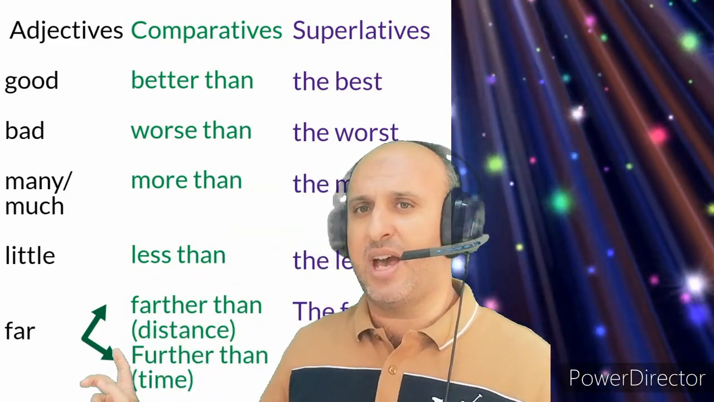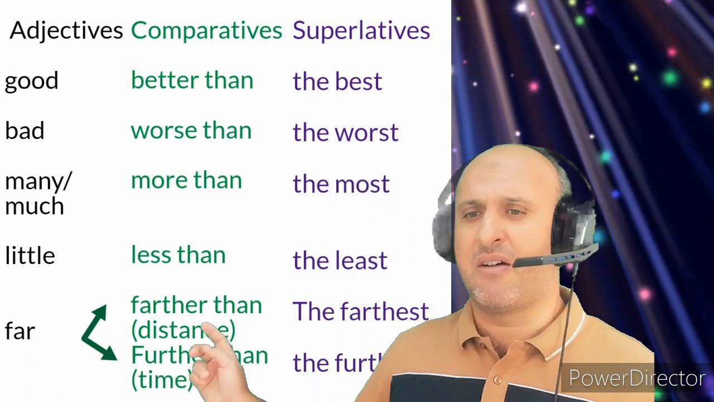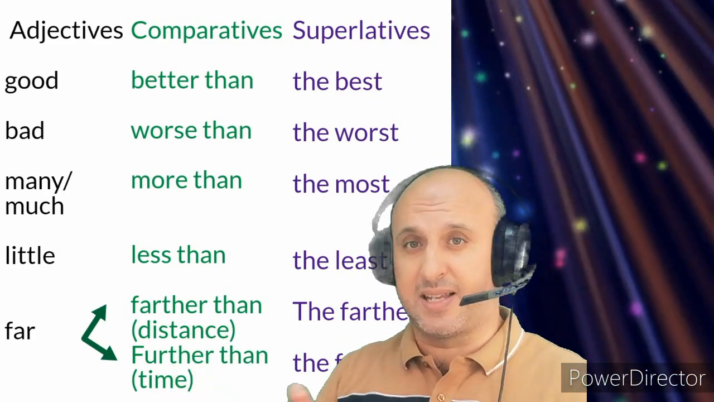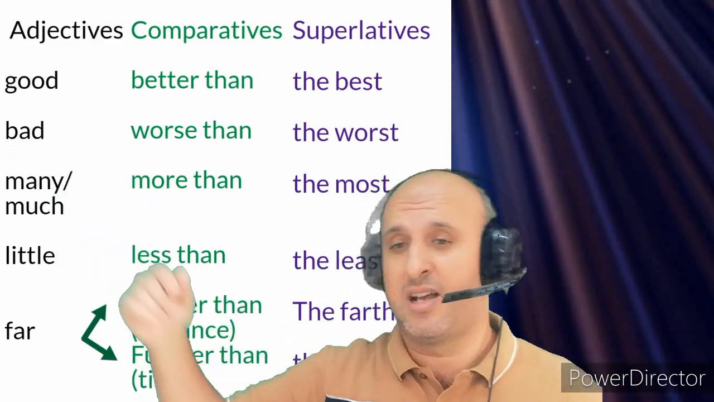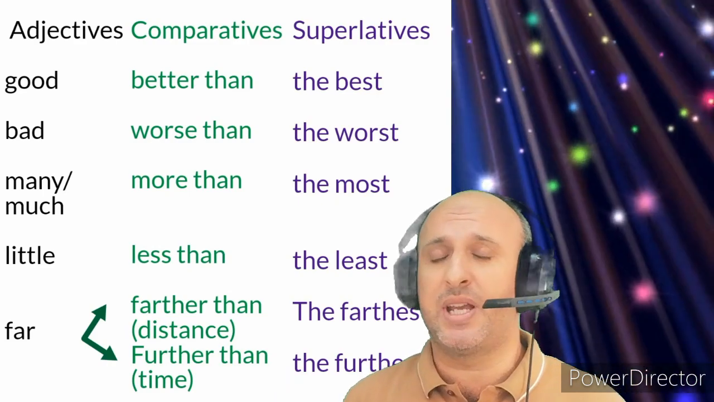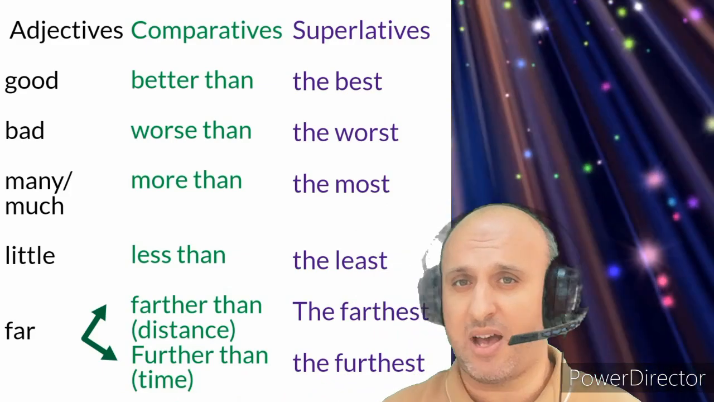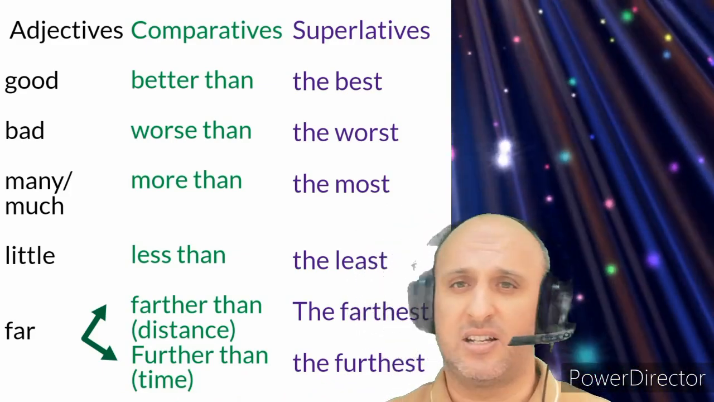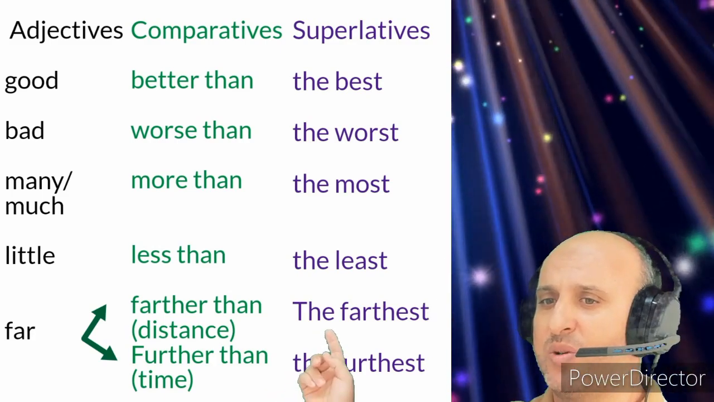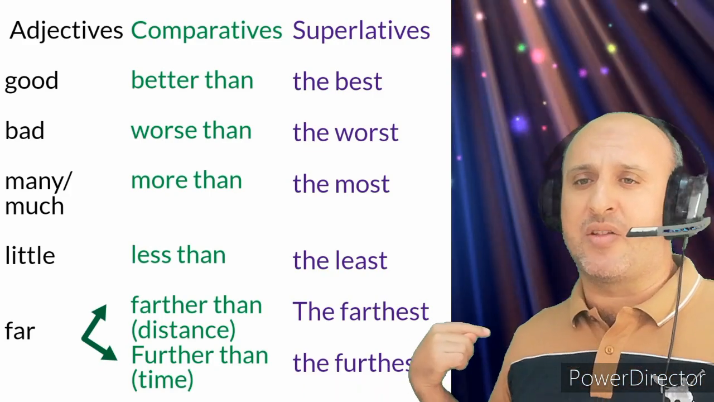Good. And finally, we have far. Far, we can say in the comparative, farther than. Farther than is used for a distance. Or further than when we are referring to time. So here we have a distance in space and a distance in time. In the superlatives, we say the farthest and the furthest.